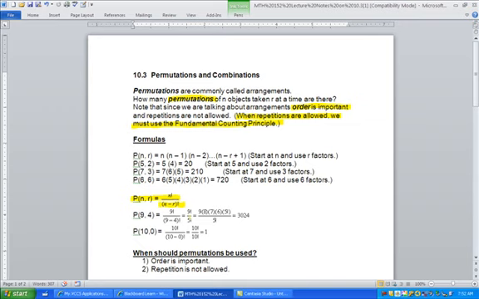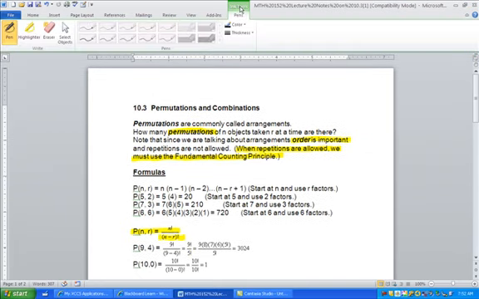And notice the way I set this up. I go 9, 8, 7, 6, but then when I get to 5, I realize it's going to be the same as what I have in the denominator of 5 factorial. So those can be canceled, and then I just multiply 9 times 8 times 7 times 6. And that gives us 3024.